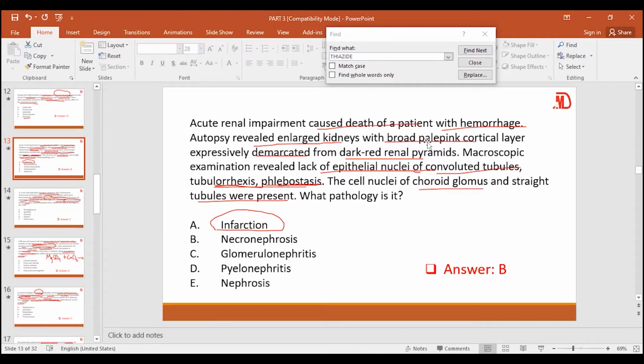Because you're hemorrhaging, that means that some part of your tissues will not be getting enough blood because you are bleeding. So necrosis begins to ensue. True or false? True. Exactly. Now, macroscopically, that means macro. It's not micro, macro. It is showing that we are having epithelial nuclei of convoluted tubules. Don't forget that the nephrons are made up of what? The proximal convoluted tubule, the distal convoluted tubule, the loop of Henle, the collecting duct. These are what? The tubes.